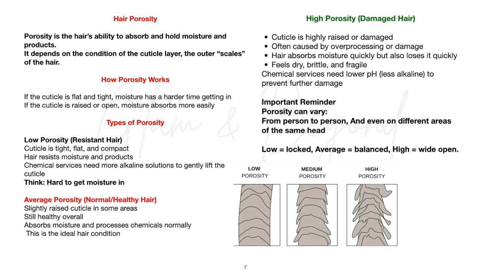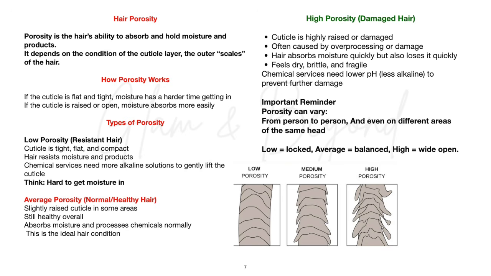Average porosity would be like normal healthy hair. Slightly raised cuticle in some areas, still healthy overall. Absorbs moisture and processes chemicals normally. This is the ideal hair condition.